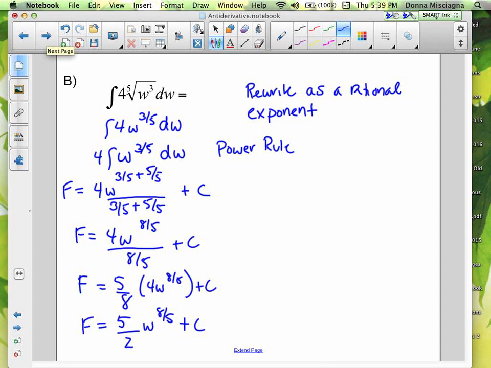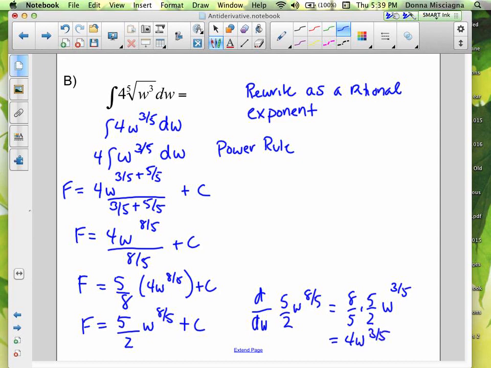Okay. And if we take the derivative of that, just to check our work, so d/dw of 5 halves w to the 8/5. The 8/5 would move in front, so we'd have 8/5 times 5 halves. And for w, we reduce 8/5 by 1, so that would then be to the 3/5. And then this would reduce to 4w to the 3/5, which is exactly what we started off with. So there, just a little check of our work.